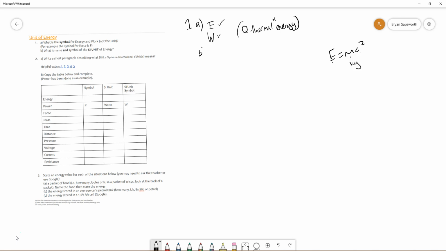B, write a short paragraph describing what the SI, the System International Units, mean. Okay, well, effectively, when you write a science paper and it goes all the way around the world, it's a appalling map. Okay, so you got your countries around the world, it looks more like the moon. When people want to talk with each other and across different countries, you need to be able to talk in a common scientific language.